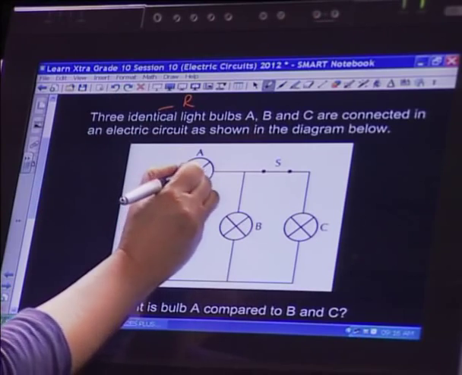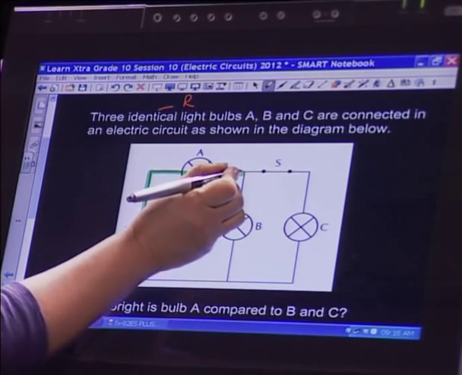Now, please, grade 10s, I make my learners in my classroom do this. We're going to take a colored highlighter. Remember, we're looking at conventional current. Conventional current goes from negative to positive. Current comes out my circuit, goes over here, gets to that point.